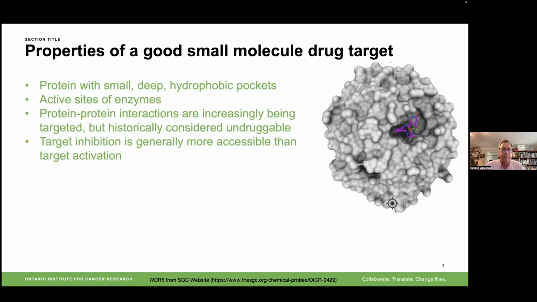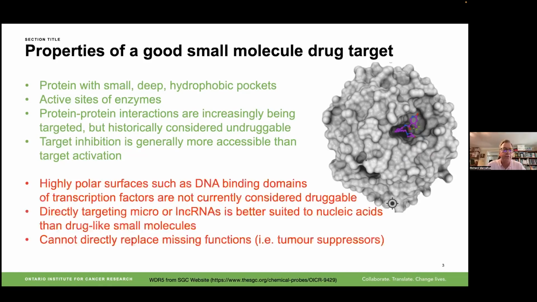Protein-protein interactions are historically considered undruggable, but there are more and more examples now where, if a protein-protein interaction does involve deeper pockets, they can be druggable, and we've done quite a bit of work in that area. Generally speaking, small molecules are going to inhibit your target. There are only a few examples where you can actually activate a target, so generally we think of them as inhibitors.